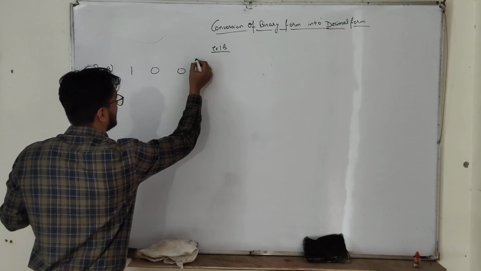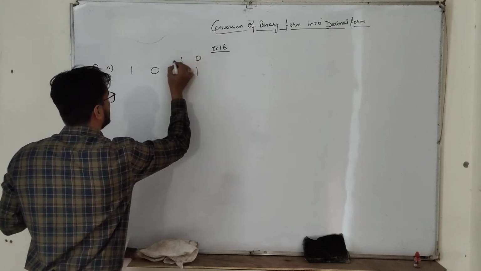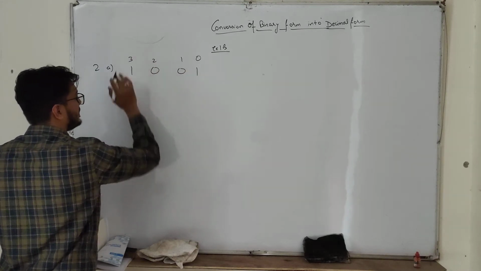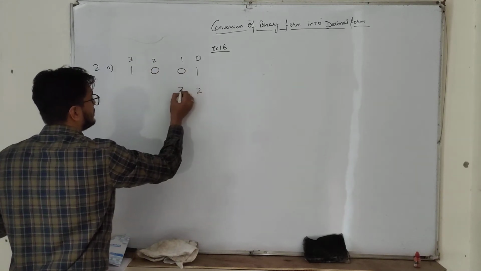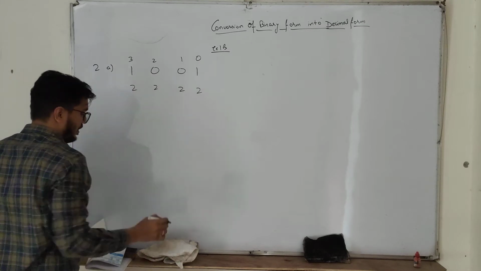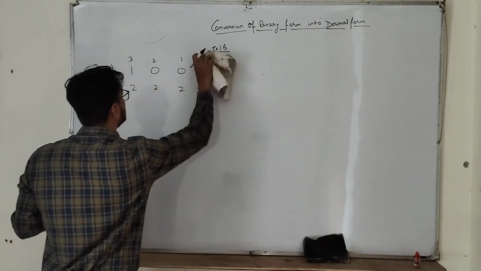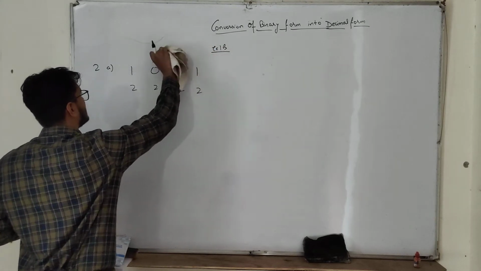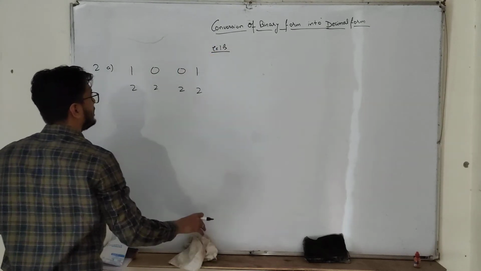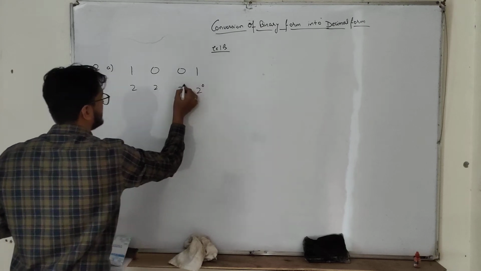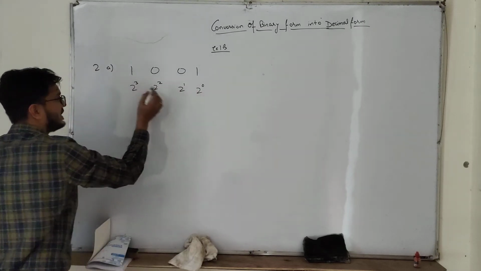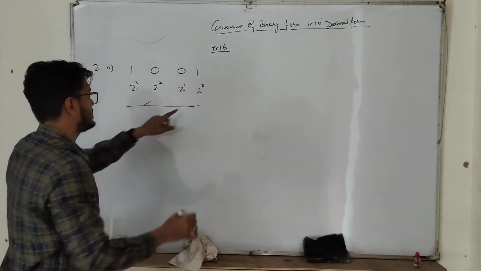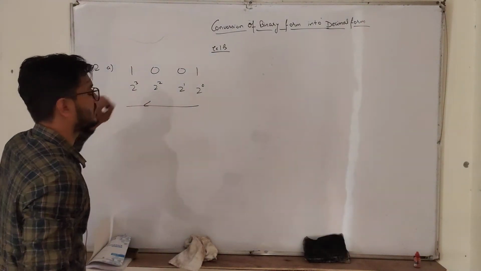Just start writing, numbering it 0, 1, 2, 3. Write down 2, 2, 2, 2. Or simply you can write 2 raised to the power 0, 2 raised to the power 1, 2 raised to the power 2, 2 raised to the power 3 in ascending order.